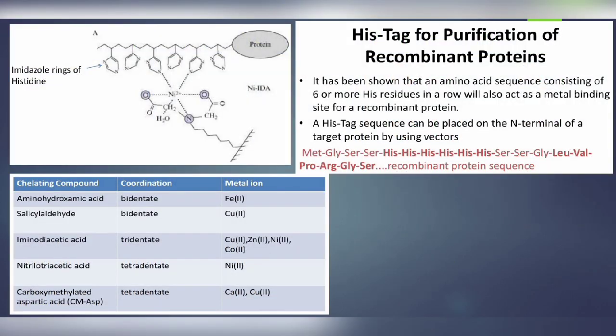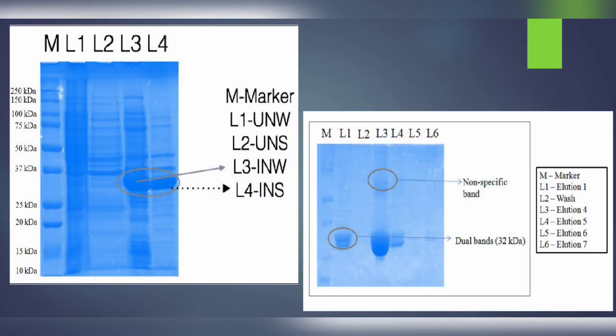Then this diagram represents how the interaction of histidine works in Ni-NTA affinity chromatography. Then in our study we also made a recombinant protein. These two bands represent overexpression of our protein, and then those molecules are purified using Ni-NTA affinity chromatography.